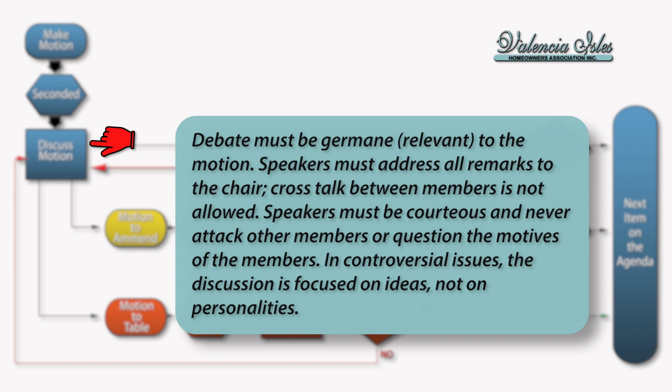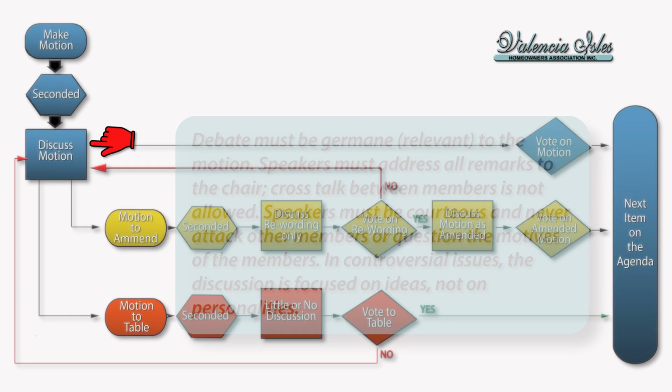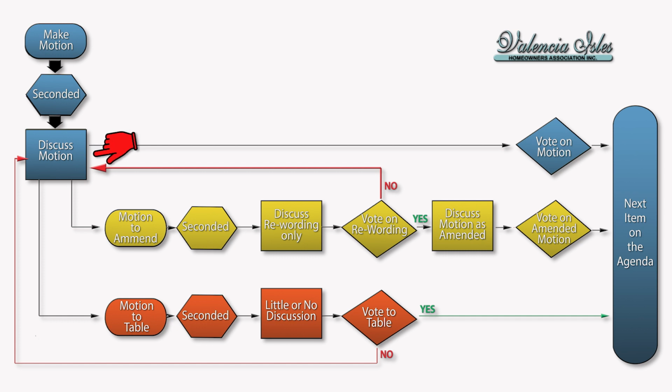Now, during this discussion phase, any director may make one of several additional motions. One motion that can be made is to amend the motion. This means that the member proposes some language in the original motion to be added, deleted, or modified. Once again, this motion to amend needs to be seconded. If there's no second, the motion to amend does not move forward, and it goes back to discussion of the original motion. But if it is seconded, we go to the discussion phase of the proposed changes.